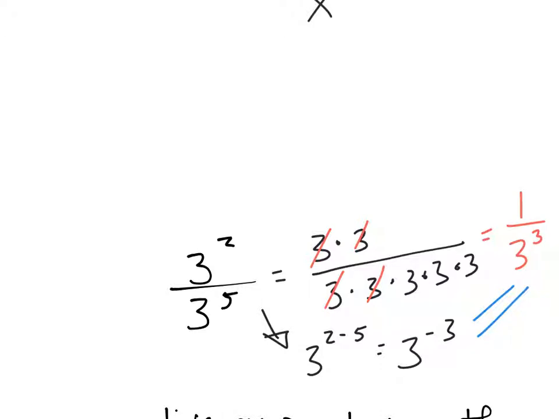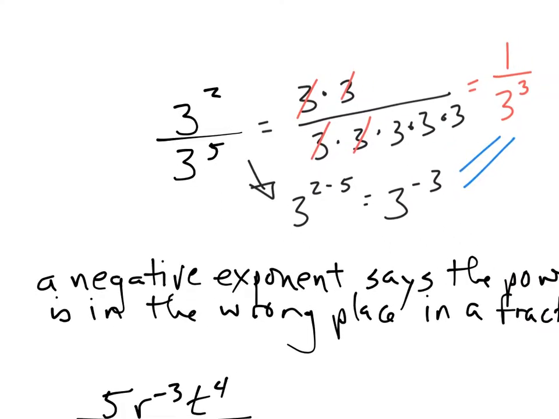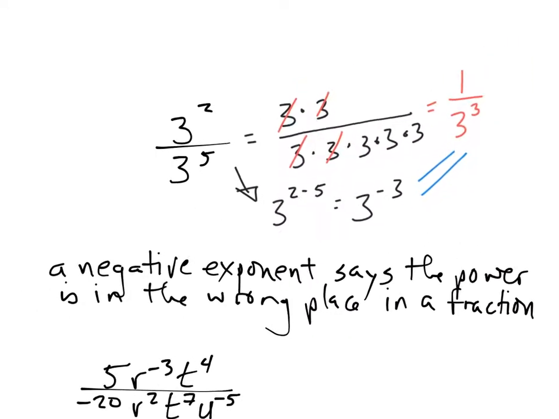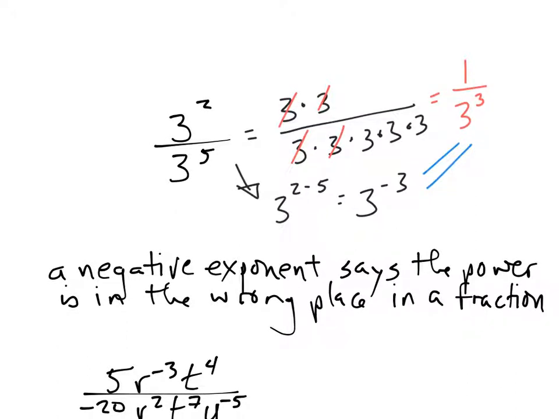So here is kind of what I need you to make sure that you understand when it comes to exponents and being negative. A negative exponent says that the power is in the wrong place in a fraction. Again, a negative exponent says the power is in the wrong place in a fraction.